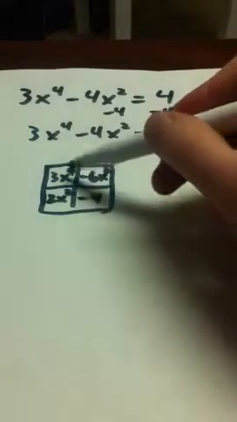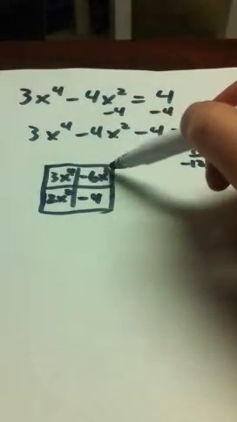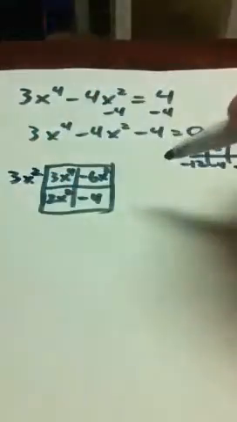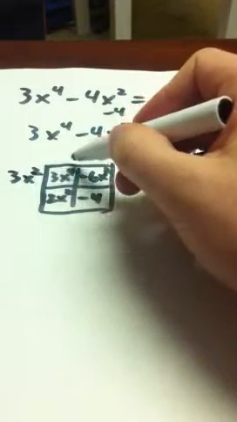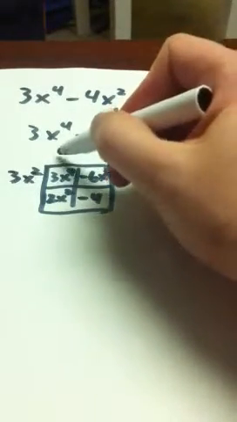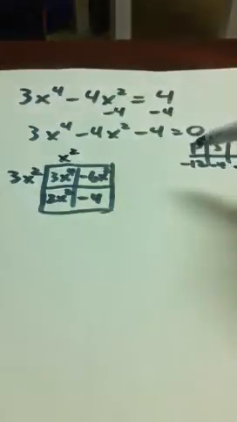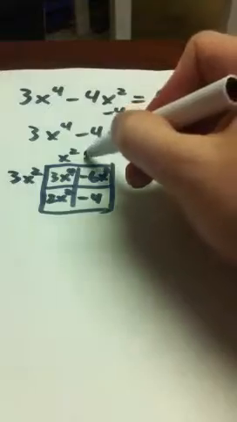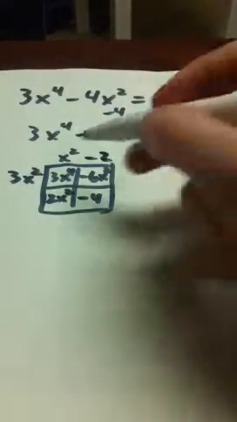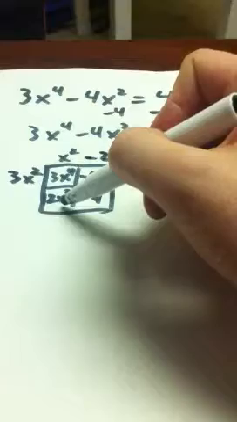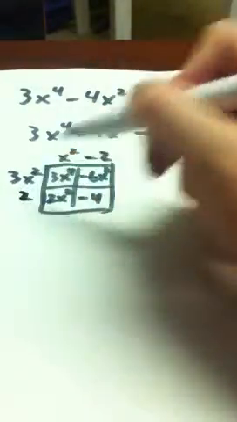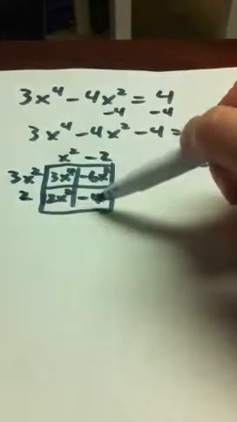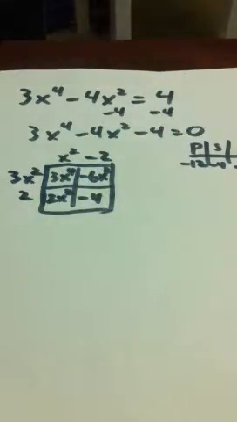Alright, so now I'm going to look to factor out 3x to the fourth and negative 6x squared. I can pull out a 3 and an x squared. 3x squared times what is 3x to the fourth? That's x squared. 3x squared times what is negative 6x squared? That's negative 2. And then x squared times what is 2x squared? And that's 2. And again, just kind of check. Negative 2 times 2 is negative 4. So I've done a good job with this.